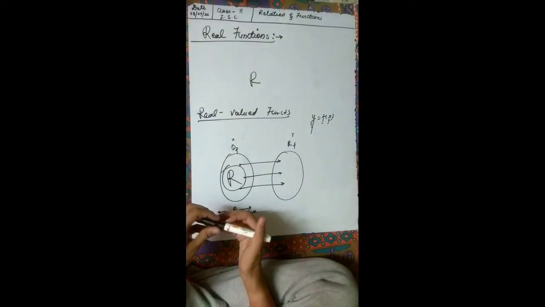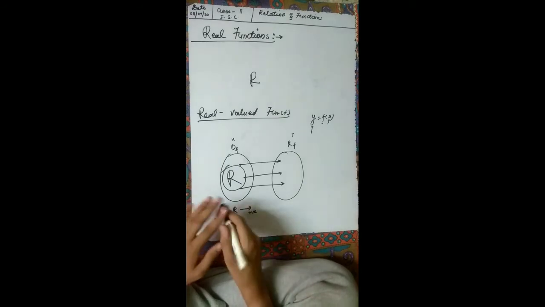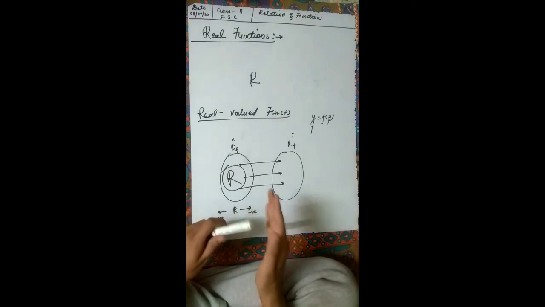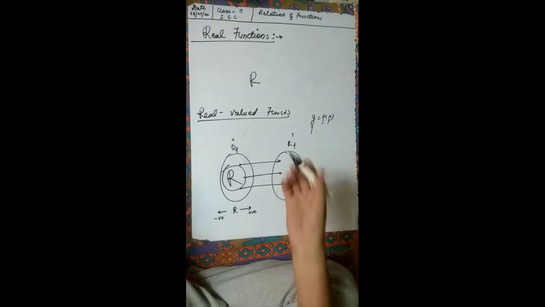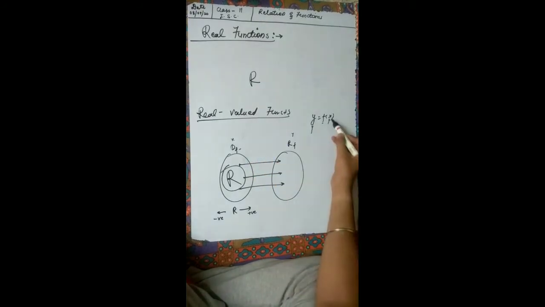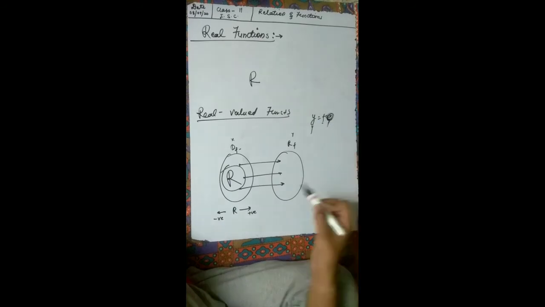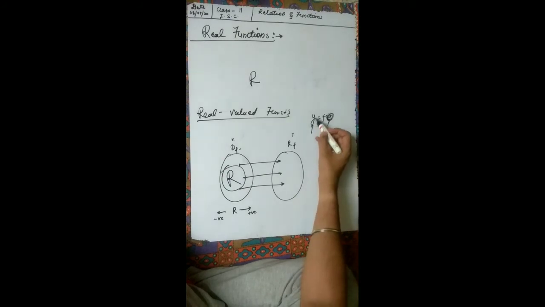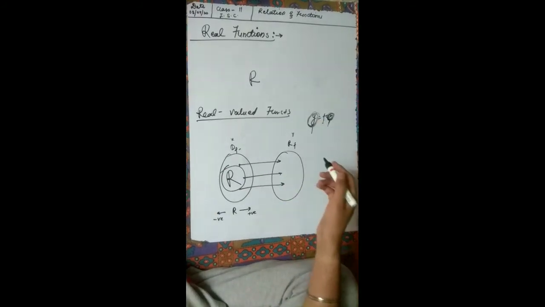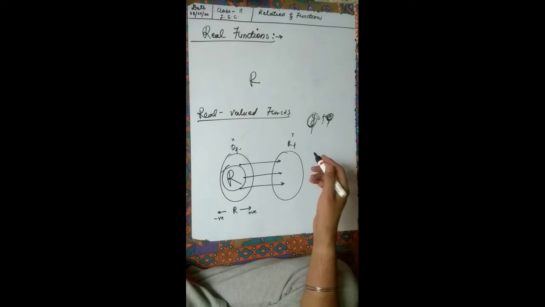Okay, so I hope you have understood. Now let me explain the domain and range of a real function. As I told you, the domain is whatever values of x you can put in. And the range is whatever values y can accept. This is called the range of your function.